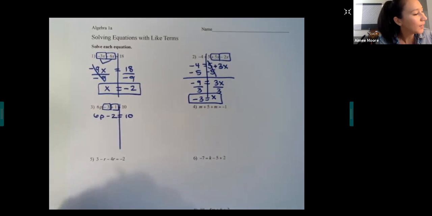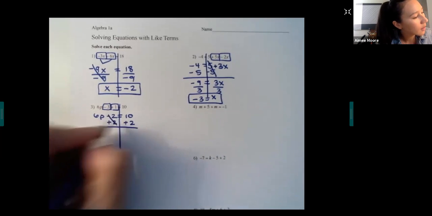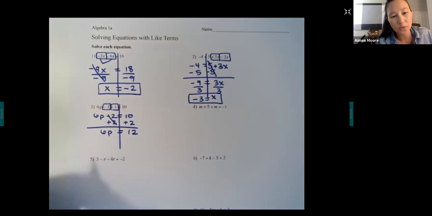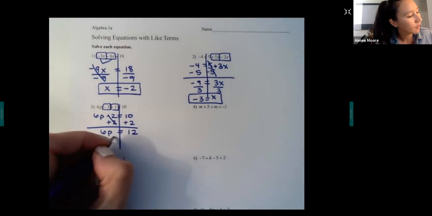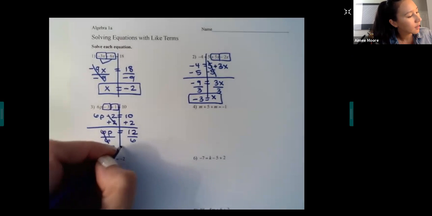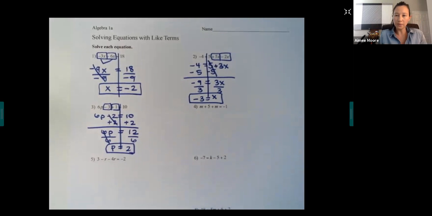And now it's a 2-step equation. So we add 2 to both sides. We bring down 6p, that equals 10 plus 2, which is 12. Divide both sides by 6. And p equals 2.